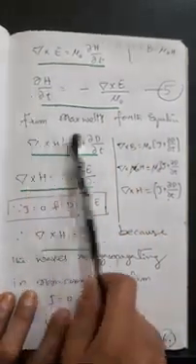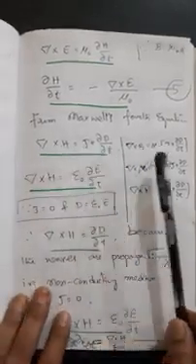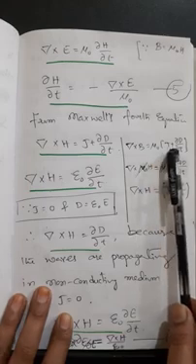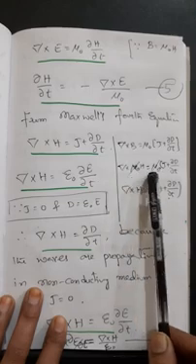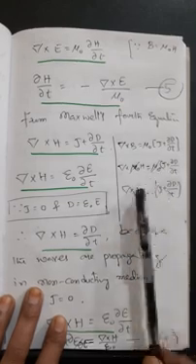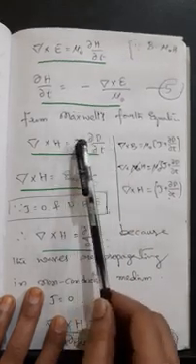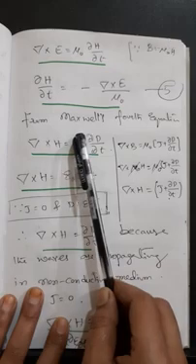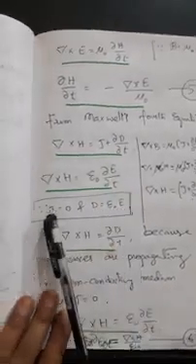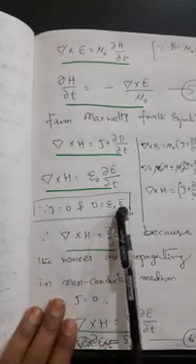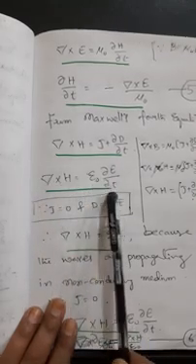Now from Maxwell's fourth equation we can write del cross H is equal to J plus ∂D/∂t, because we know that del cross B is equal to μ₀J plus ∂D/∂t is the Maxwell's fourth equation. B is nothing but μ₀H, so μ₀ gets cancelled. Again, this is a non-conducting medium, so J is equal to 0 and D will be equal to ε₀E. Substituting the D value, del cross H is equal to ε₀ ∂E/∂t.